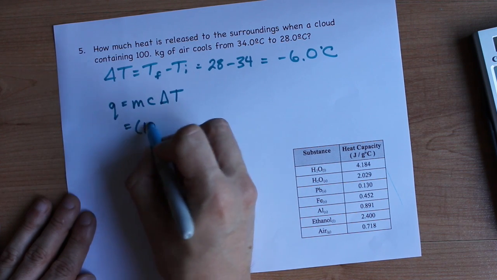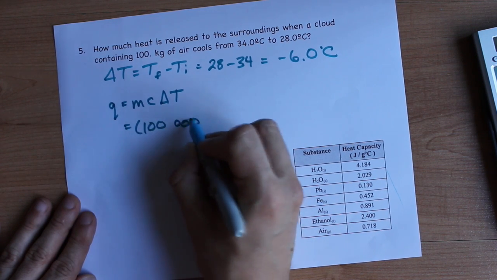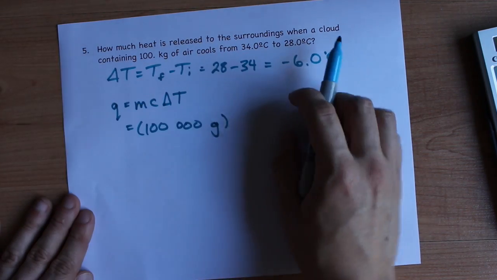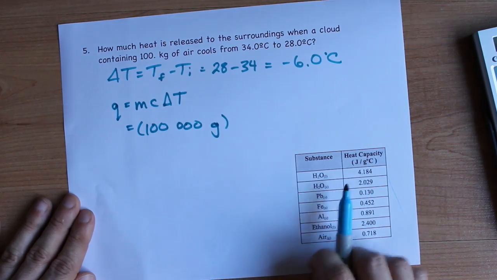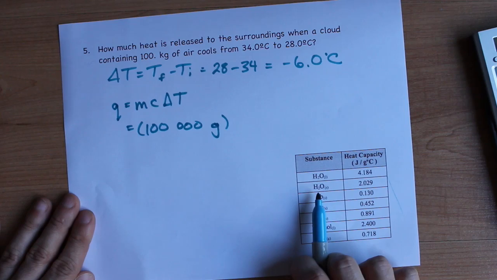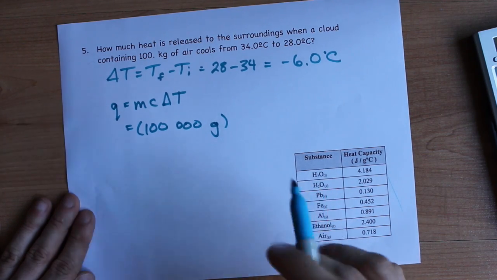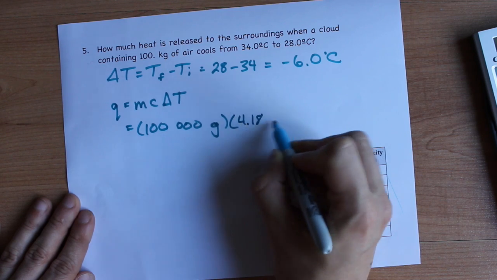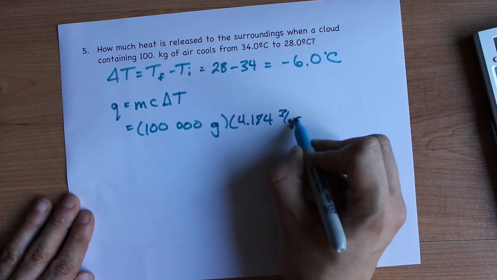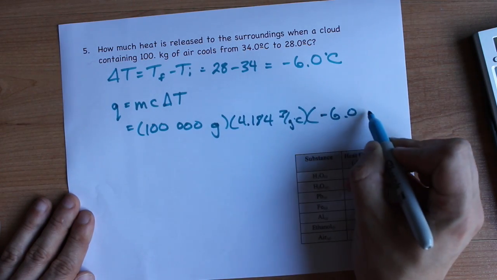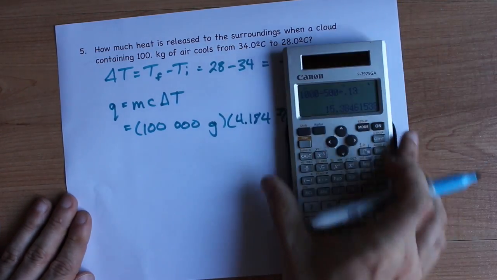My mass is 100 kilograms, so that's 100,000 grams. I'm going to assume that the cloud is liquid water, especially at 34 degrees Celsius. It's very unlikely to be steam. It's probably liquid because water boils at 100. So we're going to use 4.184 joules per gram degree Celsius for our C, and our delta T is negative 6 because we already calculated it. Let's do it.